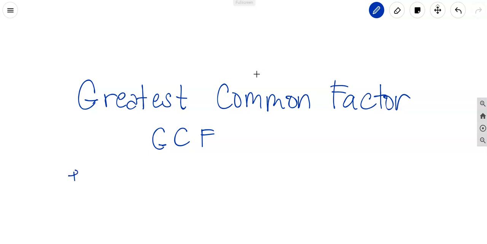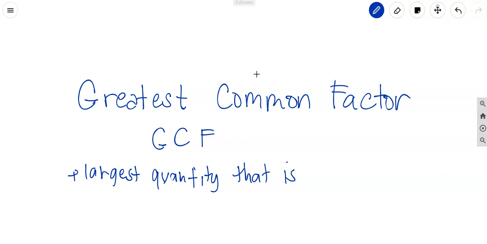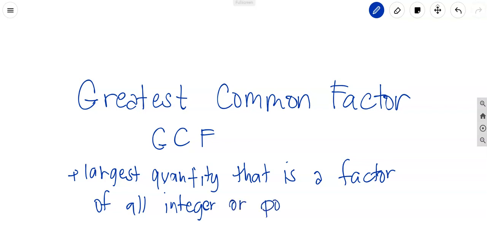So it is the largest quantity that is a factor of all integers, or polynomials. So here we're going to solve for the greatest common factor, GCF, of integers and polynomials.